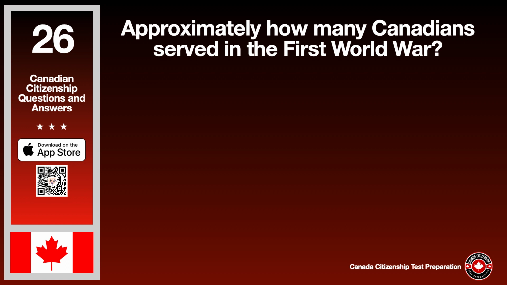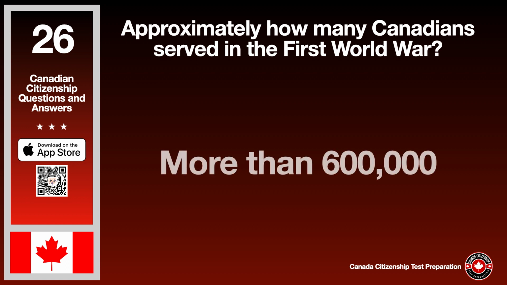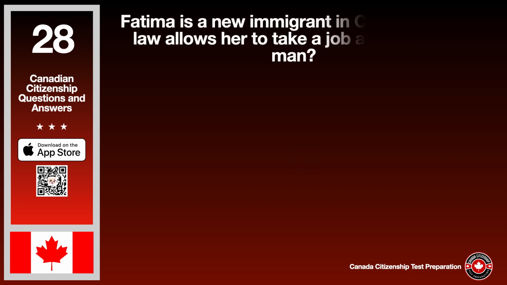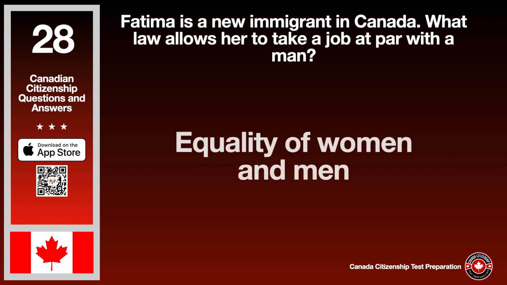Approximately how many Canadians served in the First World War? The answer is more than 600,000. Canada has 3 territories and how many provinces? The answer is 10. Fatima is a new immigrant in Canada. What law allows her to take a job at par with a man? The answer is equality of women and men.